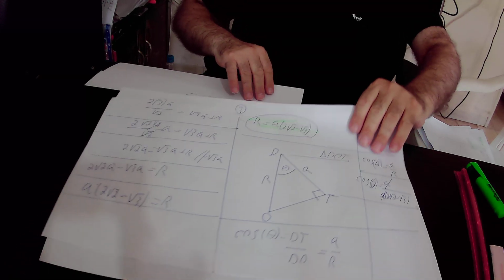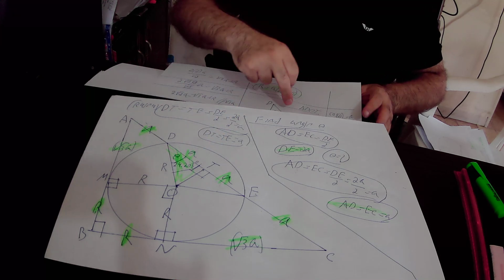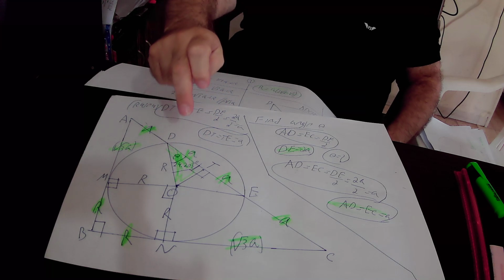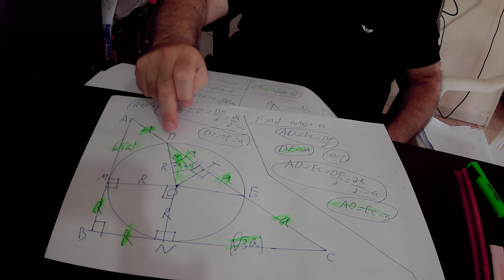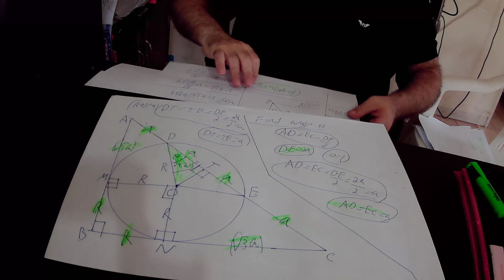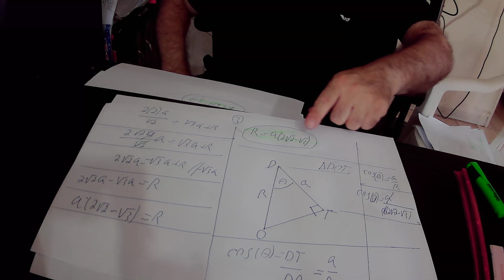Then I copied the right triangle, triangle DTO, in a new page and analyzed triangle DTO. Here point O is the center of the circle, point D is a point on the circle itself, therefore OD is the radius of the circle that is equal to R. So this is the right triangle DOT that I copied from the original drawing.